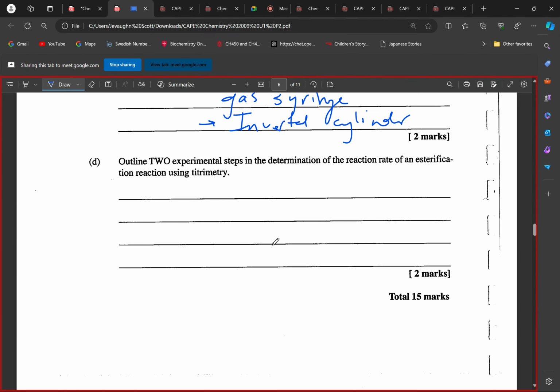So we're just outlining two experimental steps in the determination of the rate of an esterification reaction using titration. Two steps towards. Anybody can give me one step? What would you do in a titration?